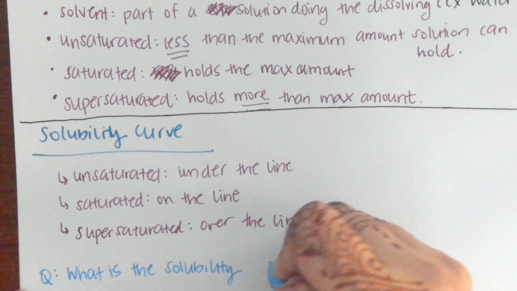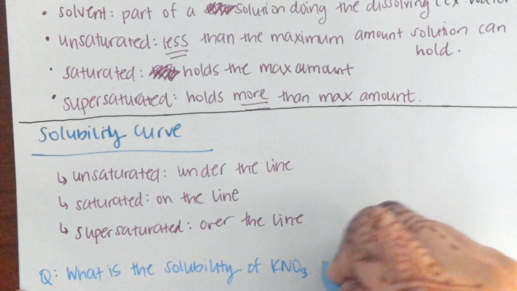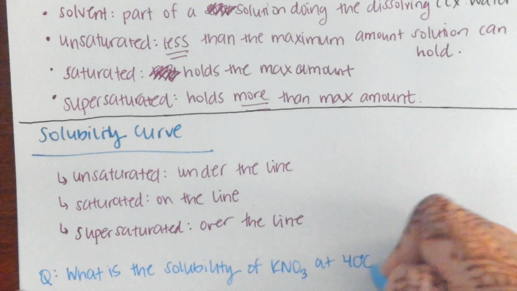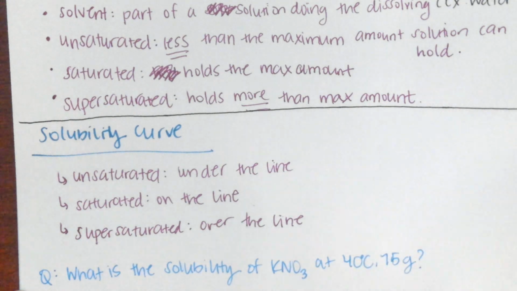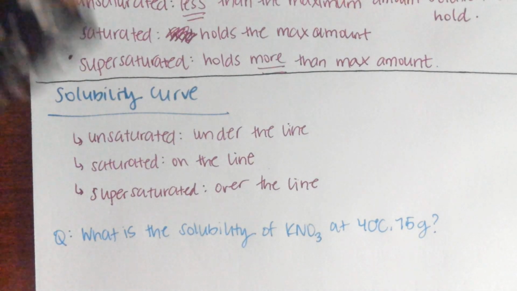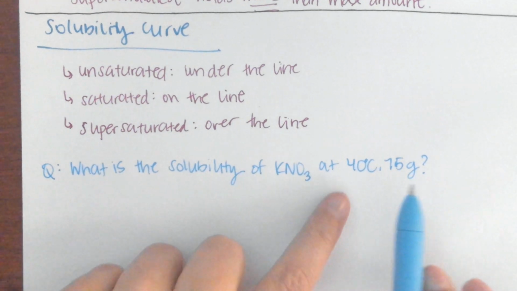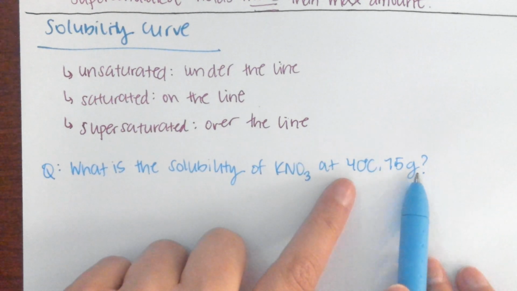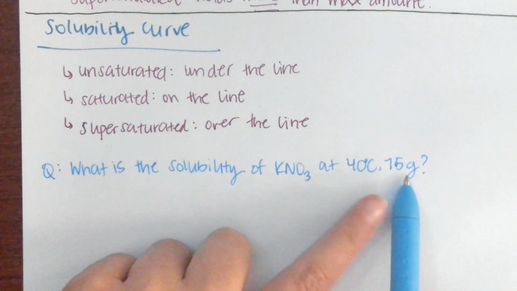What is the solubility of KNO3 at 40 degrees Celsius, 75 grams? Alright, so whenever they give you temperature and grams, that's when you just pinpoint on the graph and you have to say saturated, supersaturated, unsaturated. That's why they give you both of these.